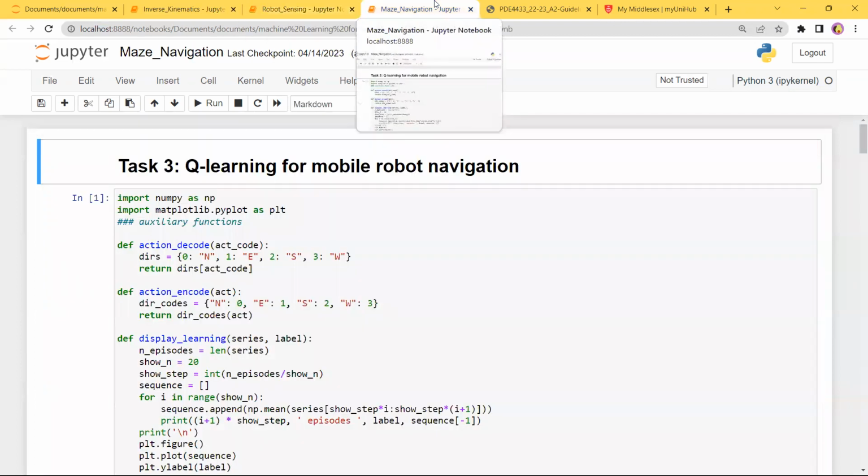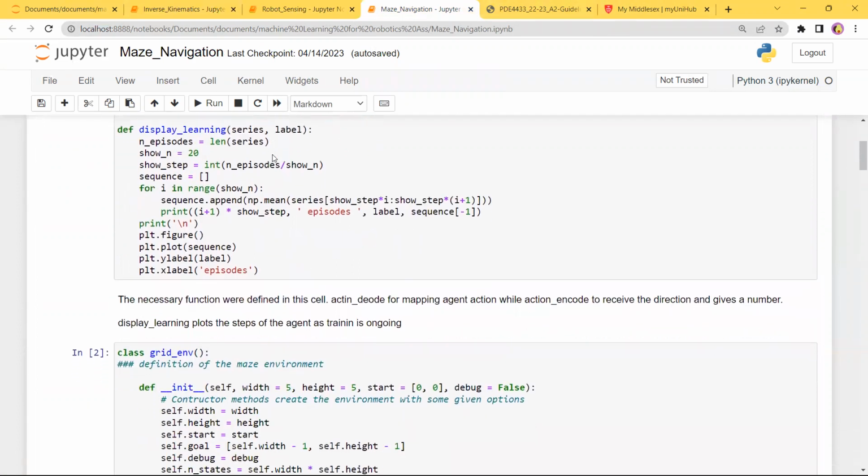So for the last one, which is for the maze navigation, I defined a couple of functions necessary for my experiment. That's what I did here. My screen is not responding. Okay, and that's what I did here.